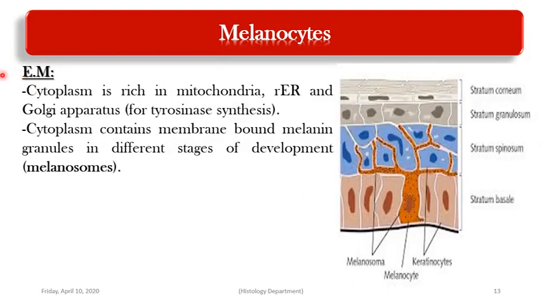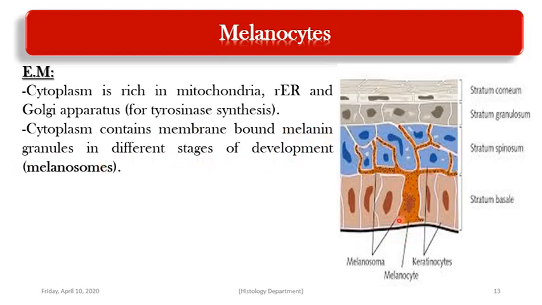By electron microscope, the melanocyte is rich in mitochondria, rough endoplasmic reticulum, and Golgi apparatus, and these organelles are important for tyrosinase synthesis. In addition to these organelles, we have melanosomes. What are the melanosomes? The melanosomes are membrane-bound melanin granules, granules surrounded by membrane that contain melanin pigment in different stages of development.